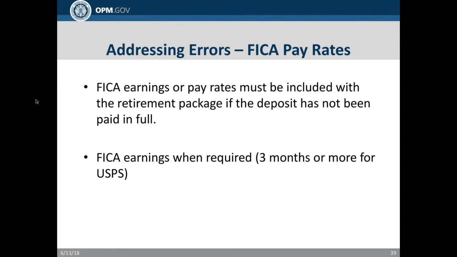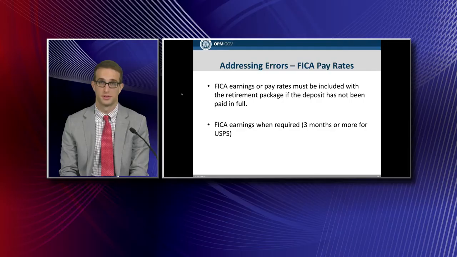And then the final error is the FICA pay rates. Again, the FICA earnings or pay rates are not included on the certified summary, or they're incomplete. We do need all of those listed if they have a deposit that they did not pay off, or if it's for FERS prior to 1/1/89. And again, for postal, we need FICA earnings for FERS if the appointment was 3 months or longer.